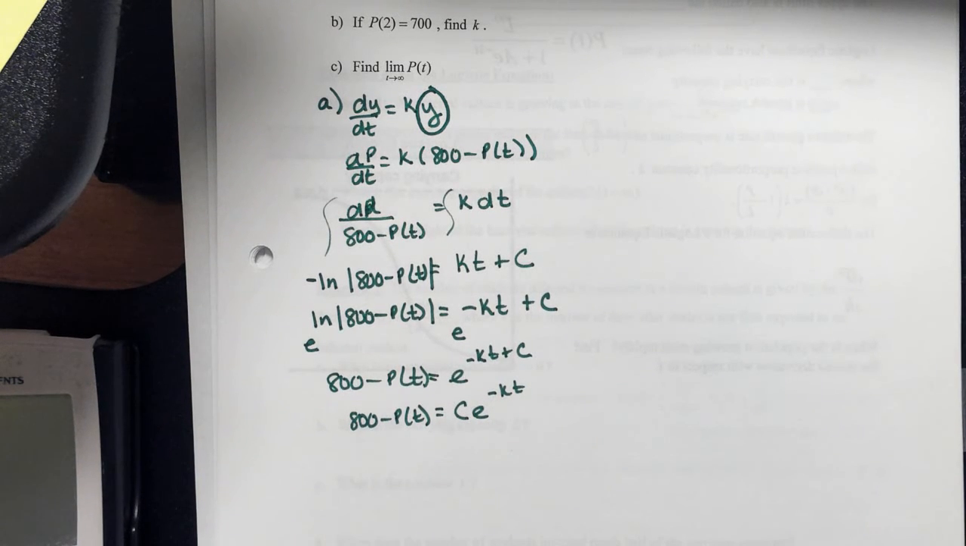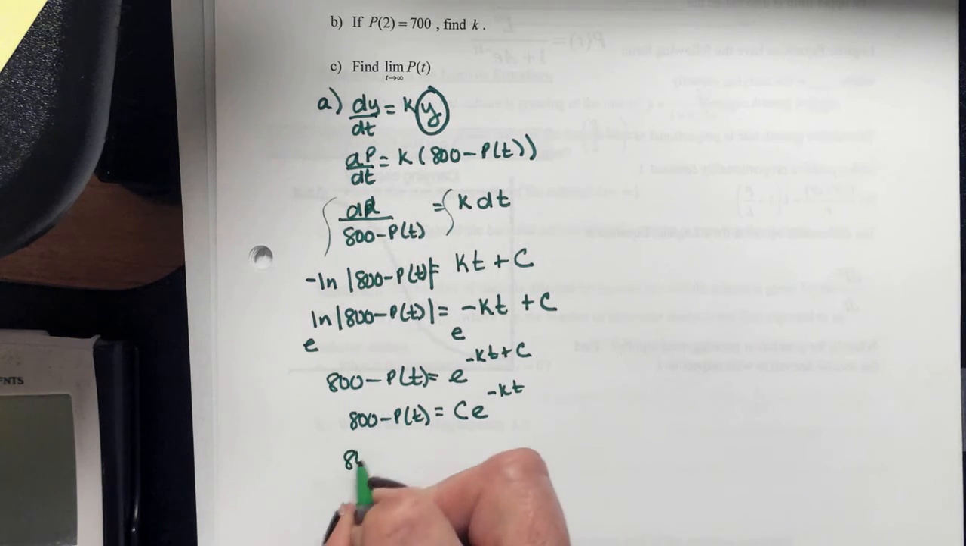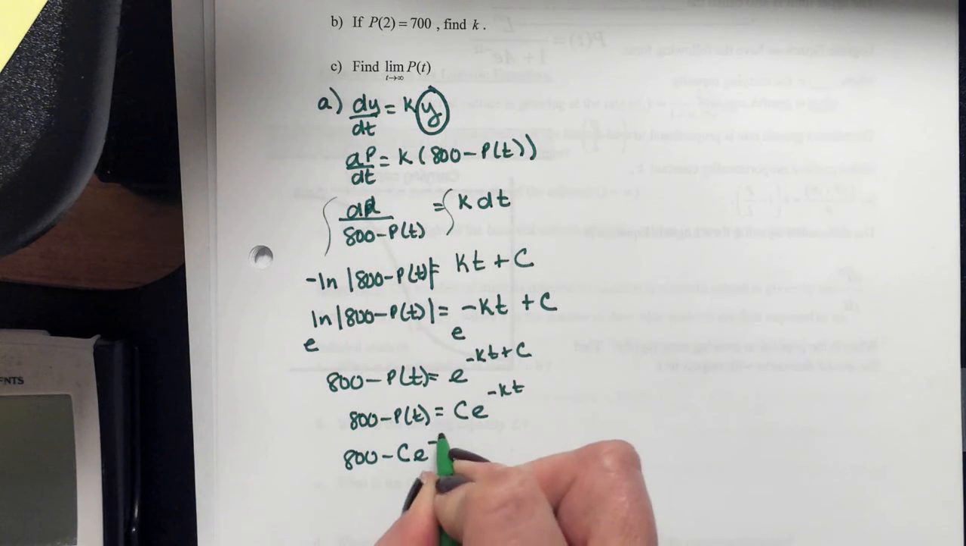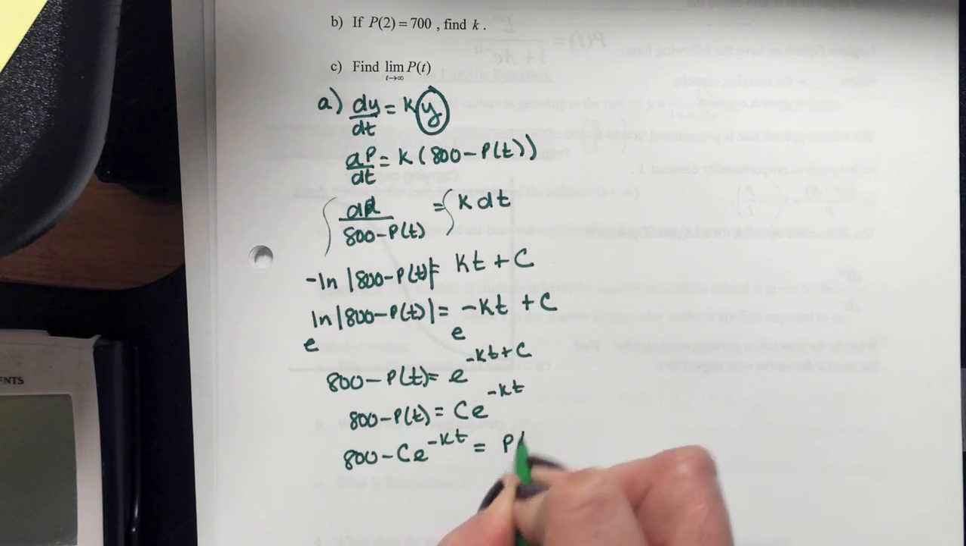Now, it's kind of an eeny, meeny, miny, mo. We know we're going to solve for c. So you could either solve for c here, or you can solve for c after you get P of t by itself. That's up to you in terms of when you want to solve for c. I'm going to get P of t by itself. So again, if I add P of t to both sides and then subtract, I'm going to have 800 minus c times e to the negative kt is equal to P of t.